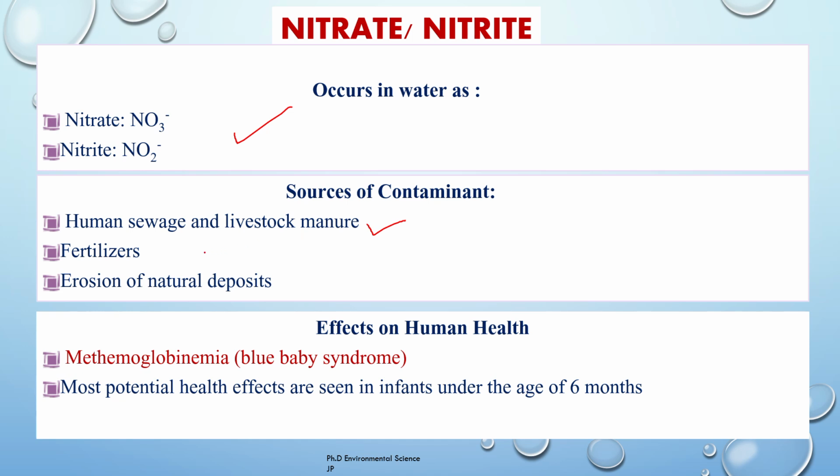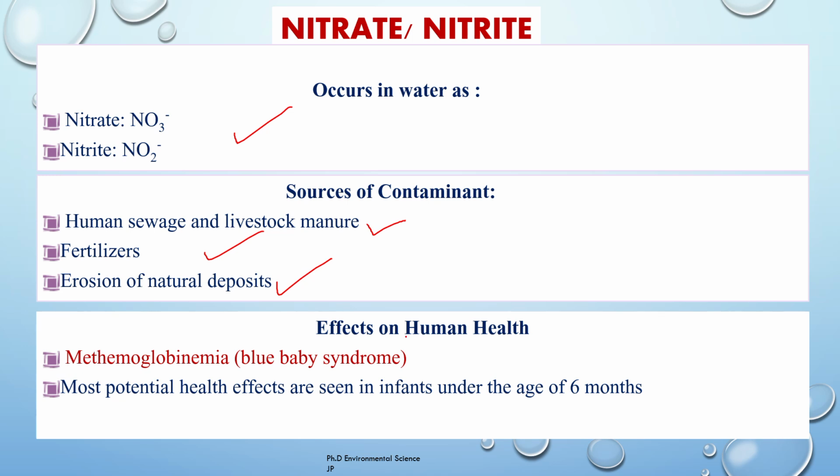Fertilizers. Agricultural fertilizers are rich in nitrogen compounds. Excessive use of these fertilizers can lead to runoff into nearby water bodies or leaching into groundwater, increasing nitrate and nitrite levels. Erosion of natural deposits. Natural deposits of nitrogen containing minerals can erode and release nitrates and nitrites into water sources. This process is typically less significant compared to human activities.